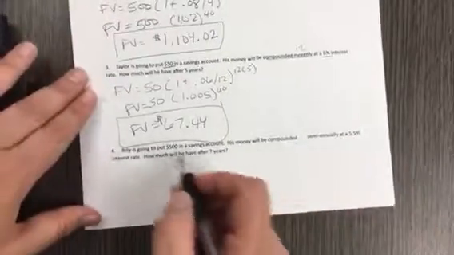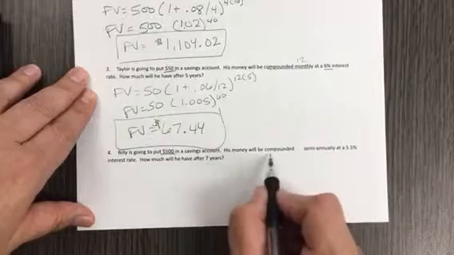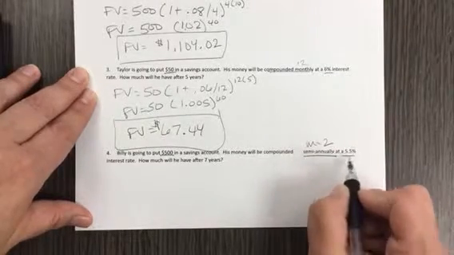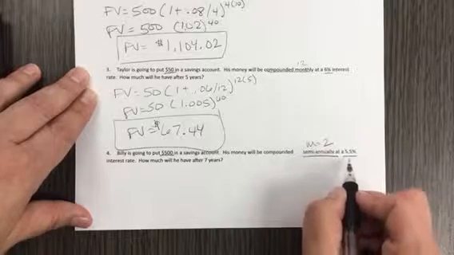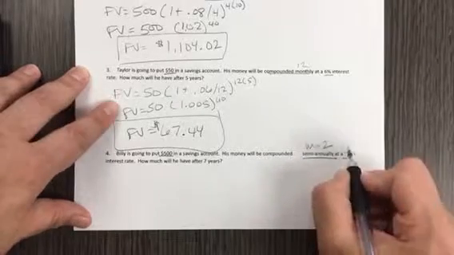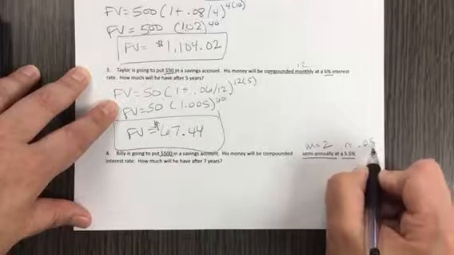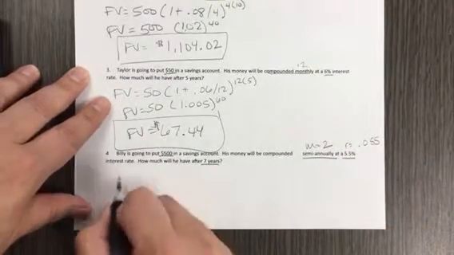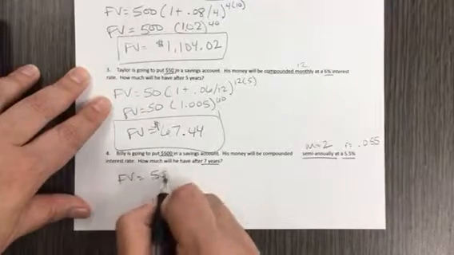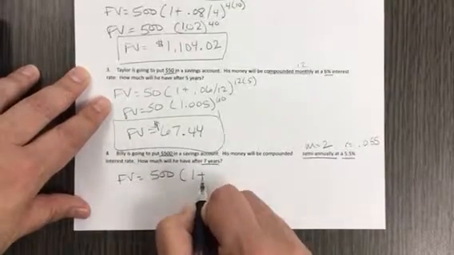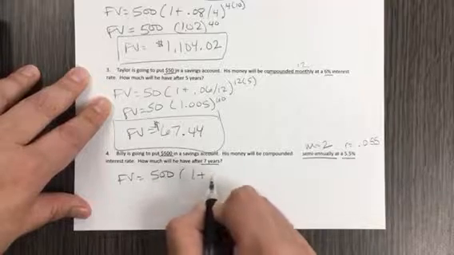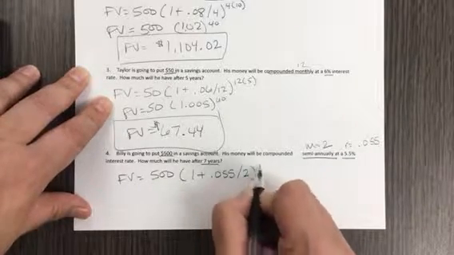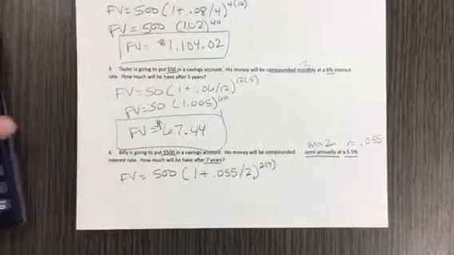On the last one, $500 in a savings account compounded semi-annually, so again that's 2. 5.5%, yes it has a decimal, but it's still a percent, so you still have to move the decimal over, so that's going to be equal to 0.055, don't mess that up. And how much will you have over 7 years? So future value is equal to 500, 1 plus, okay, you're going to put the rate in there of 0.055 divided by 2, and then 2 times 7, okay.